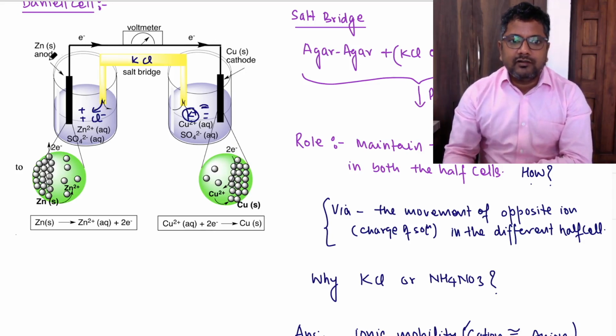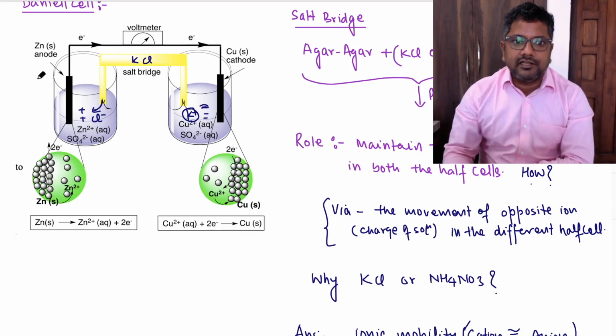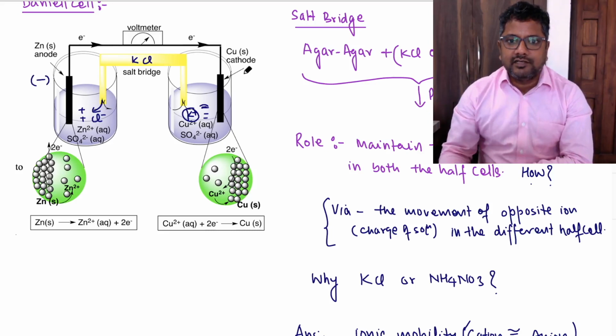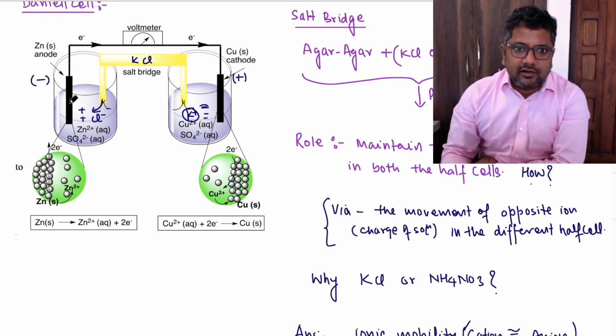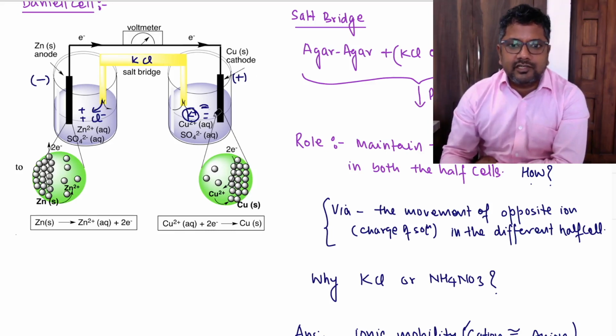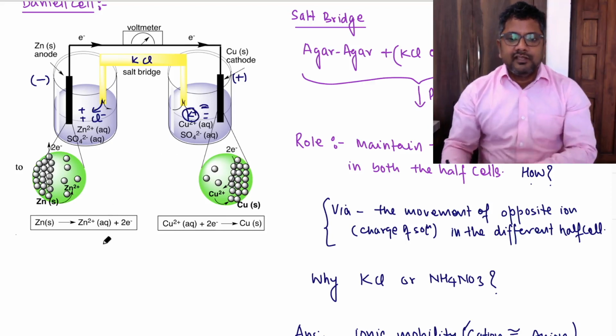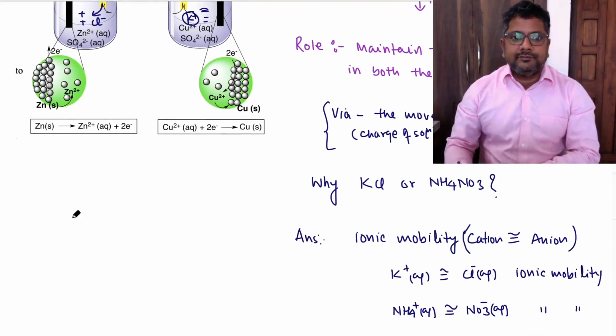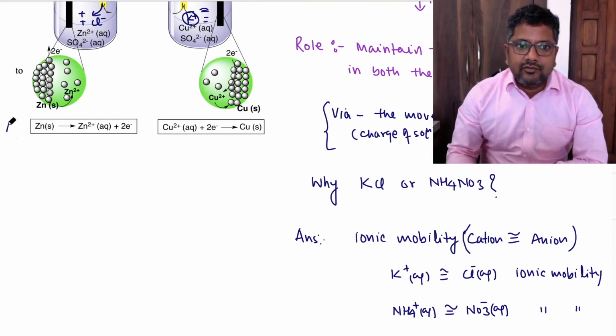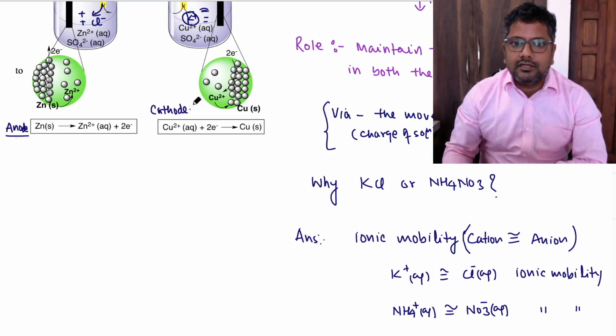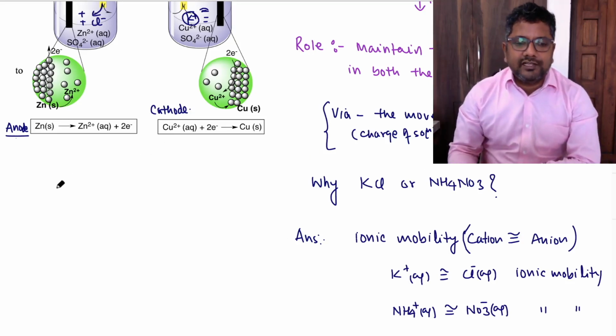and electrons are moving from this anode to the cathode. This is the negative terminal of the cell, and this is the positive terminal of the cell. How are the negative and positive determined? This rod is negatively charged with respect to the solution, and this rod is positively charged with respect to the solution. And you know this is the anode and this is the cathode, right?